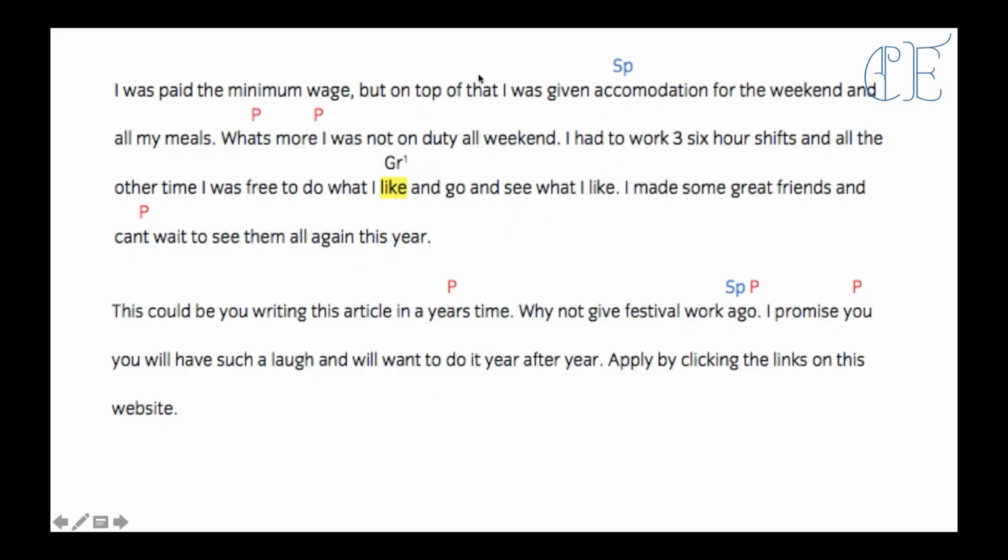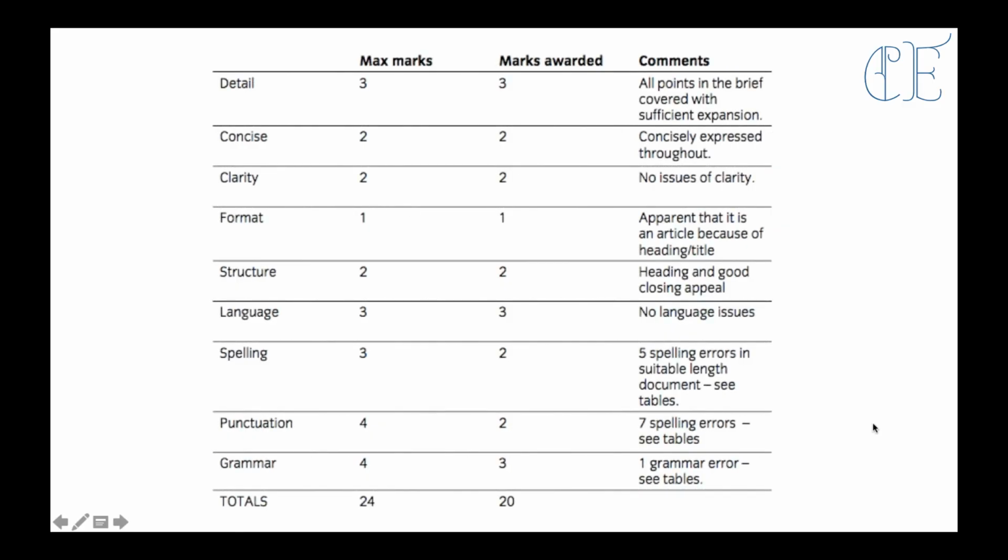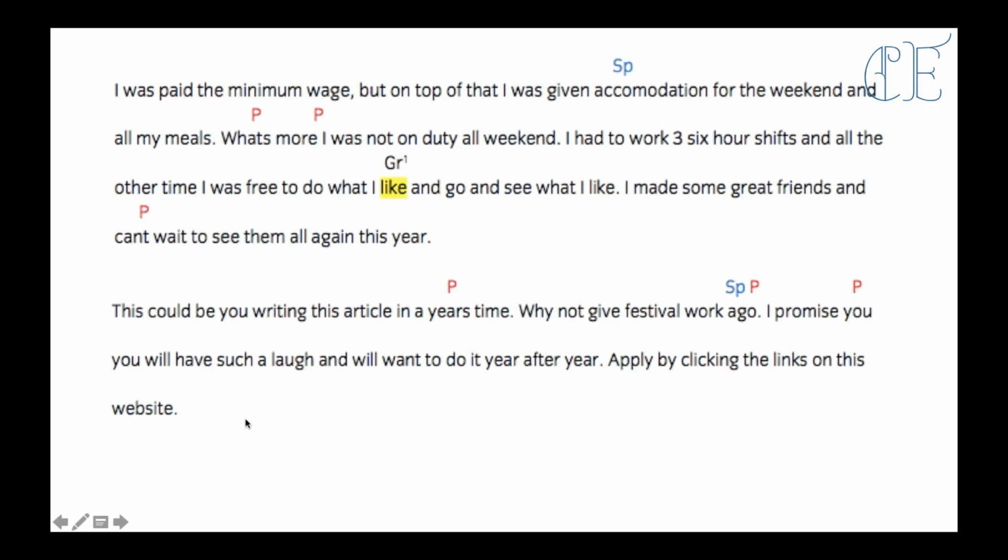Okay, again, nice positive paragraph. It's just been made up. 3 6-hour shifts. That's not true, but it doesn't matter. Okay, just be careful of your spelling and grammar as pointed out. This could be you writing this article in a year's time. Why not give festival work a go? That needs to be 2 separate words. I promise you will have such a laugh and will want to do it year after year. Apply by clicking the links in this website. Okay, again, lovely ending to, this is kind of like your closing paragraph.